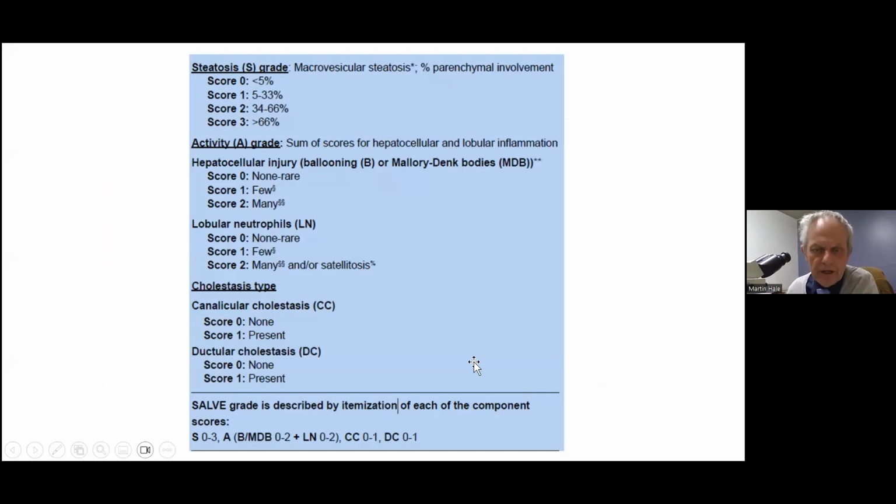And everybody see that? Yes, Prof. Can you see it? But can you see the screen? Yep, we can. We can see the screen.